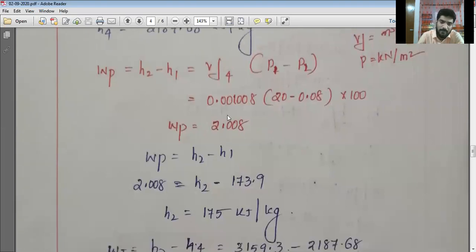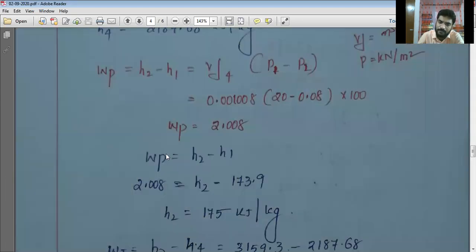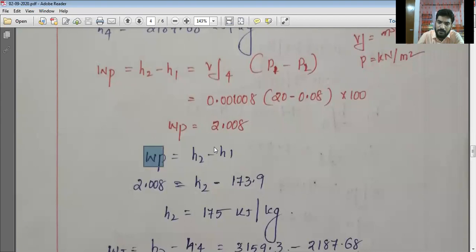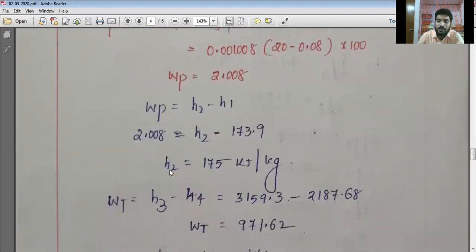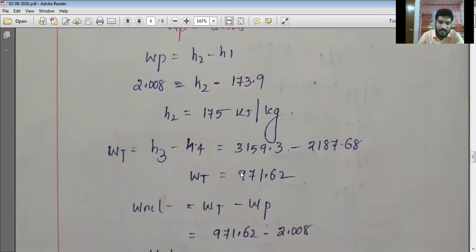Once I find the WP, then WP is equal to H2 minus H1. Here WP is a known value, and H1 is also a known value. I want H2, so I find the H2 value is 175 kilojoule per kg.